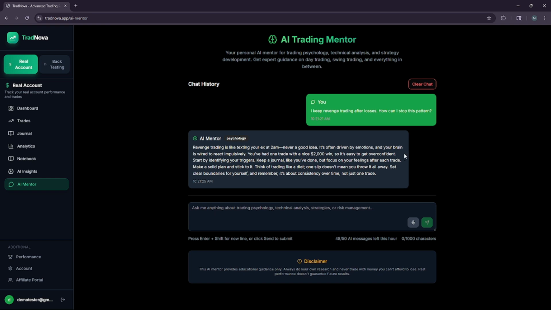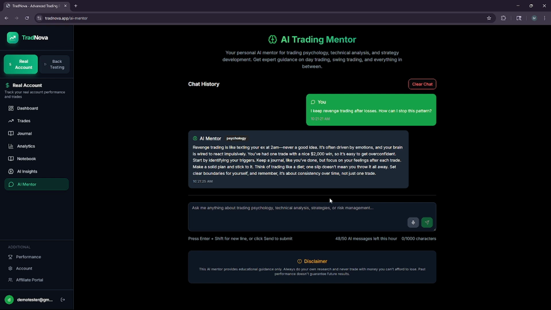Revenge trading is like texting your ex at 2 a.m. Never a good idea. It is often driven by emotions and your brain is wired to react impulsively. You've had one trade with a $2,000 win, so it's easy to get overconfident. Start by identifying your triggers. Keep a journal like you've done, but focus on your feelings after each trade. Make a solid plan and stick to it. Think of trading like a diet. One slip doesn't mean you throw it all away. Set clear boundaries for yourself, and remember it's about consistency over time, not just one trade.